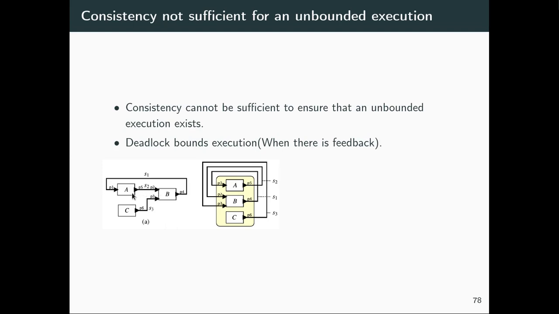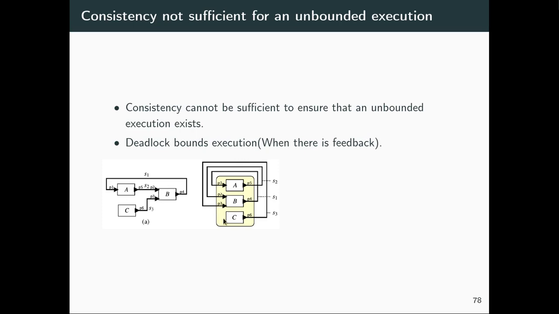Now, remember that if A fires, A produces tokens, which B consumes, and B fires, and B produces tokens which A consumes, which can only be used by A for it to fire. So here there is a deadlock. This is basically a chicken and egg kind of problem. So who fires first is the problem.